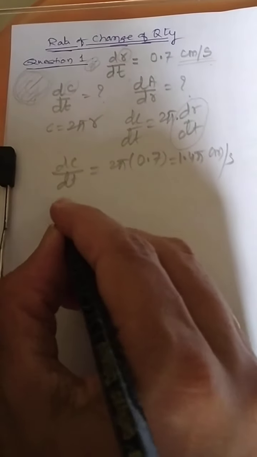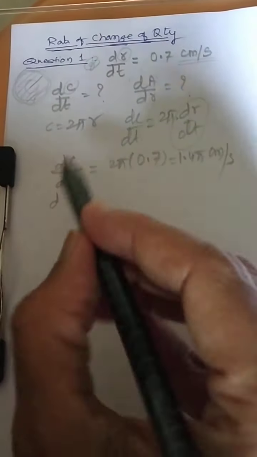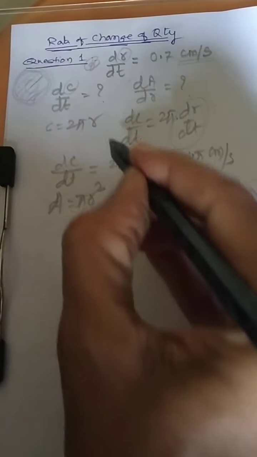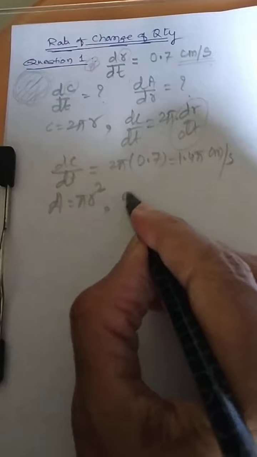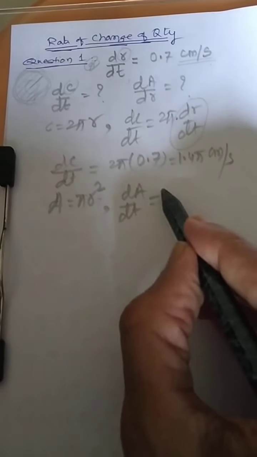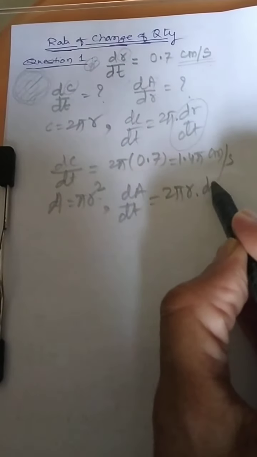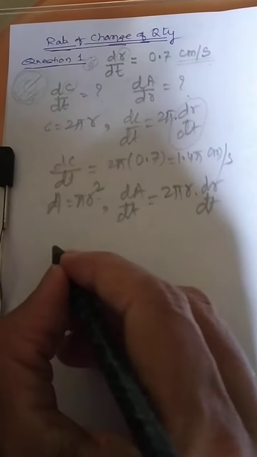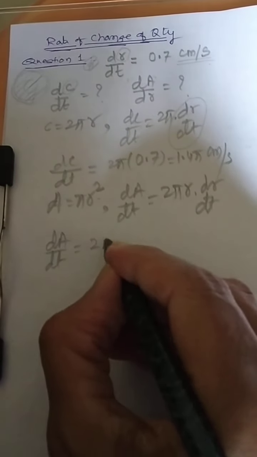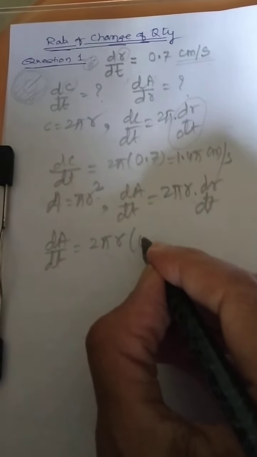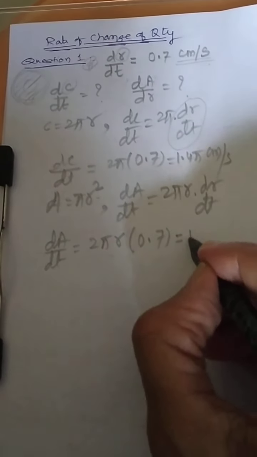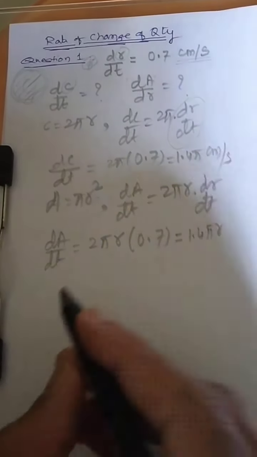At the same time, suppose someone is asking what is dA by dt. Then you should use the relation A equals pi r squared. Differentiating with respect to t, dA by dt will be 2 pi r times dr by dt. So dA by dt will be 2 pi, r kept as r, and 0.7. Simplifying this, it will be 1.4 pi r.